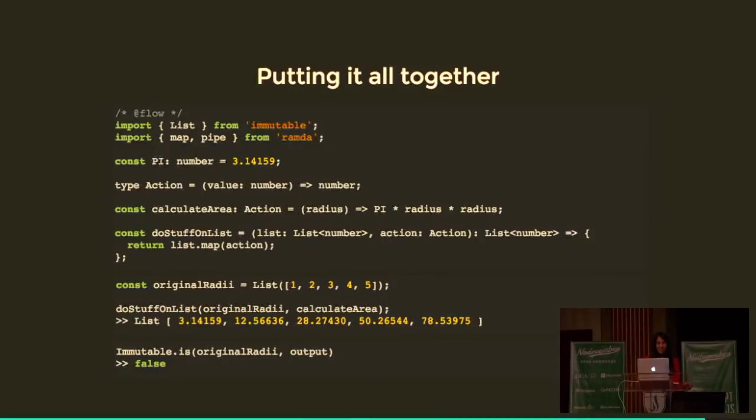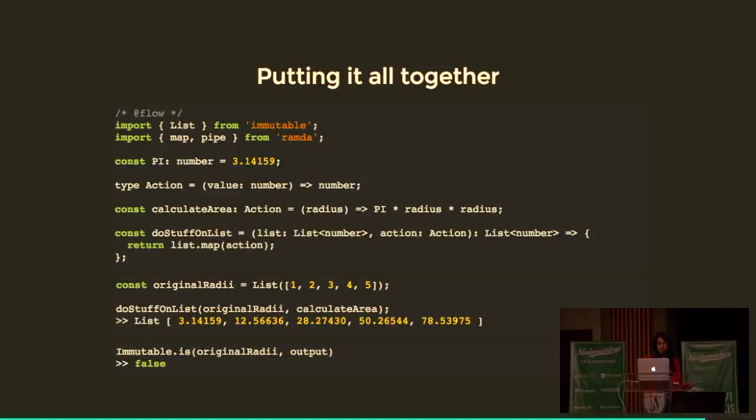So here, I'm going to go back to our calculate area function and use basically everything I just talked about. You don't have to go this extreme, obviously. I'm not saying you have to adopt every one of these things. I'm just showing you what it looks like if you want it to. I'm importing a list from immutable.js and map and pipe from Ramda. I'm using flow, as you can see.